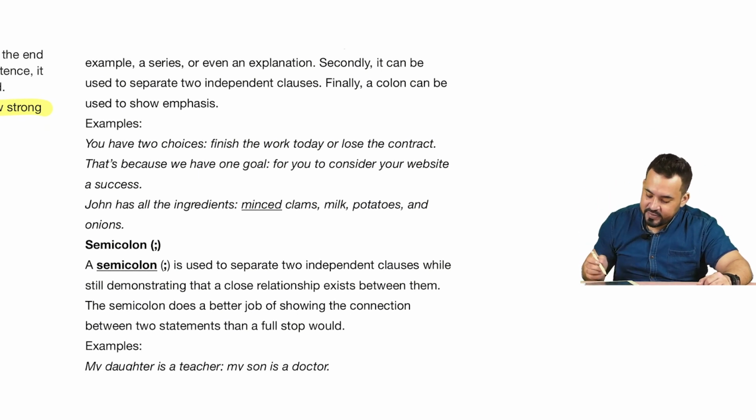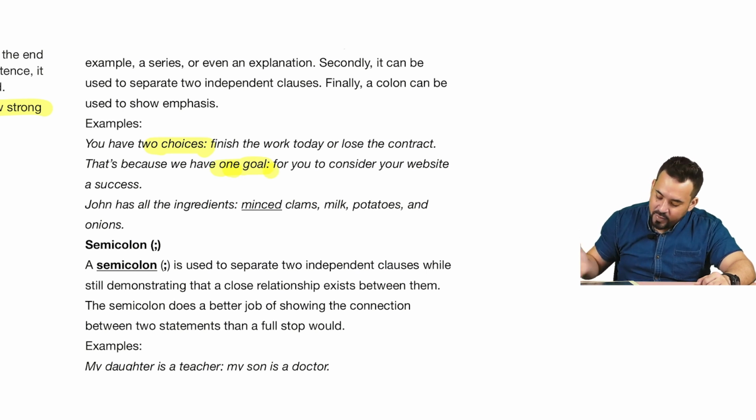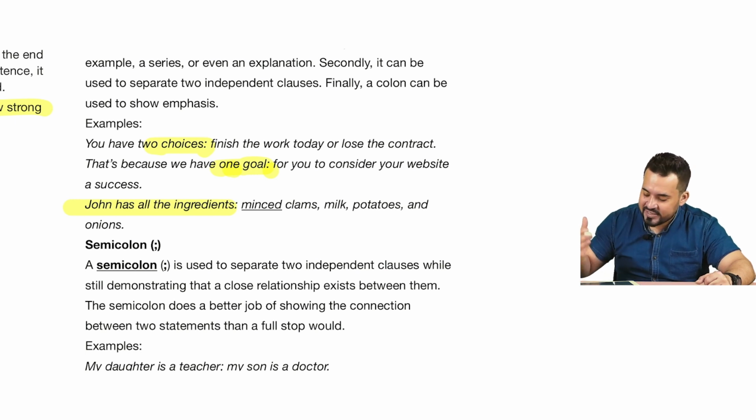Okay, let's take a look at some examples. You have two choices: finish your work or lose the contract. That's because we have one goal, and then you put the colon and then you say your goal: for you to consider your website a success. John has all the ingredients: minced clams, milk, potatoes, and onions.